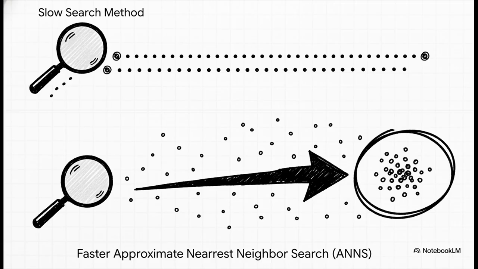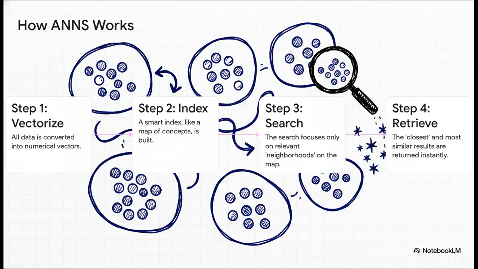So once everything is turned into a vector, the database needs a super fast way to search through them. I mean, going one by one through billions of items, that would take forever. So instead, VDBs use this really clever shortcut called approximate nearest neighbor search. It is built for one thing, and one thing only: pure, unadulterated speed. So here's the simplified version of how it works.